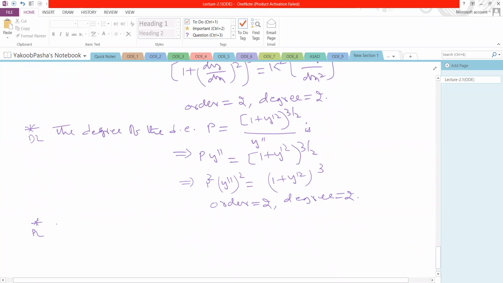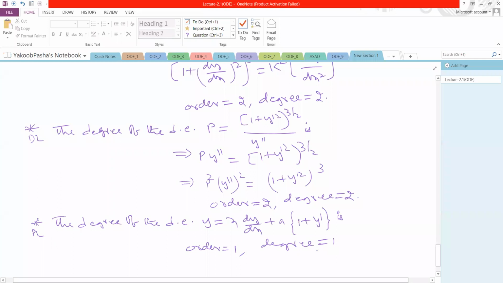The degree of the differential equation y is equal to x into dy by dx plus a into (1 plus y dash). Here y dash means dy by dx alone. So the maximum derivative order is 1 and its power is 1. So degree is equal to 1. Here they only ask for the degree. Degree is equal to 1.